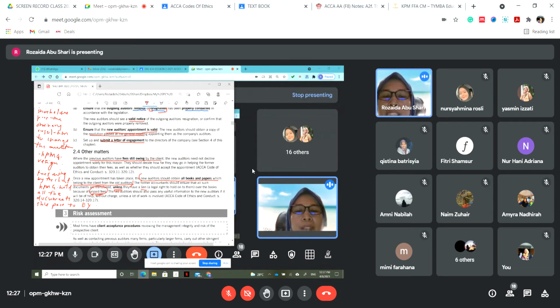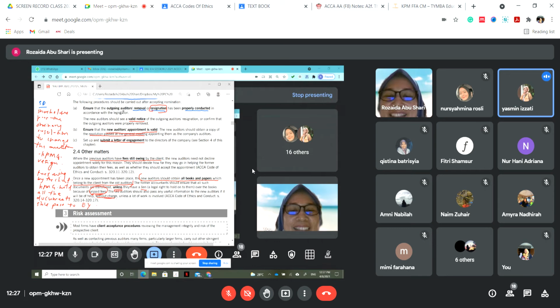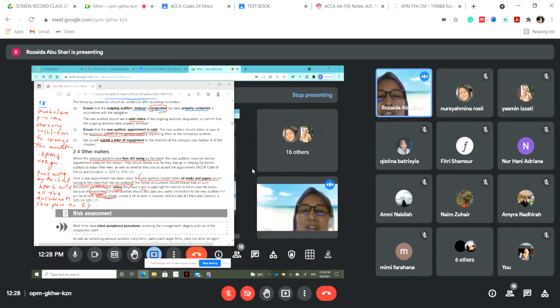The old auditor should also pass any useful information to the new auditor if it will be of help, without charge, unless a lot of work is involved. Without charge. Any question on that? So that is in terms of the acceptance of the client. Unless a lot of work is involved.